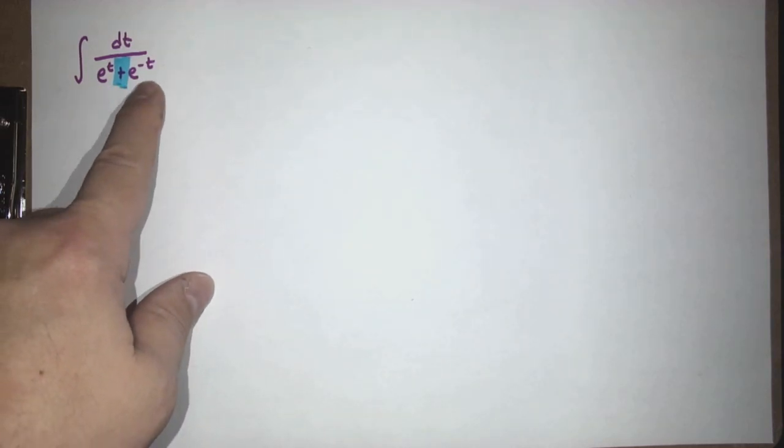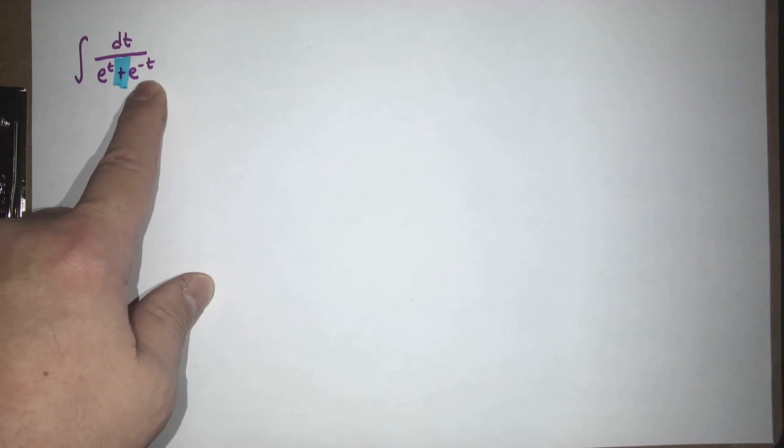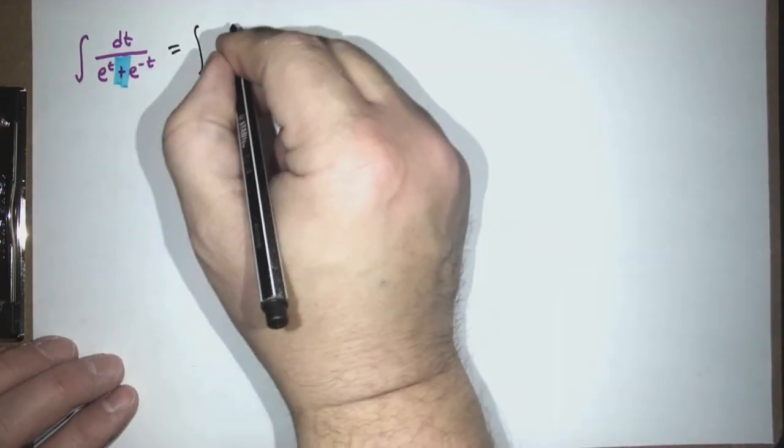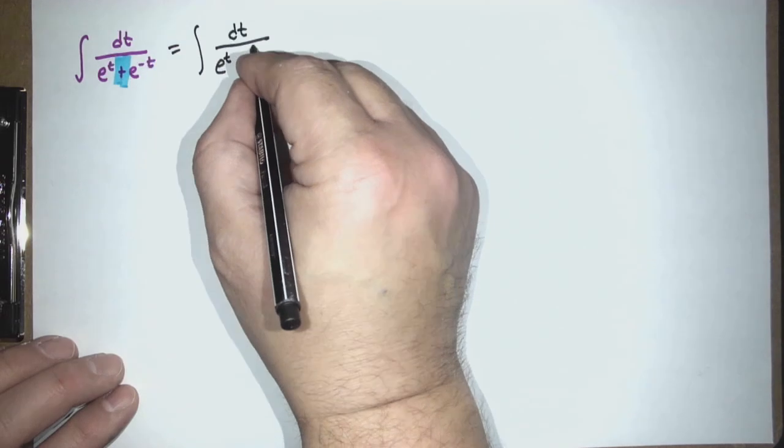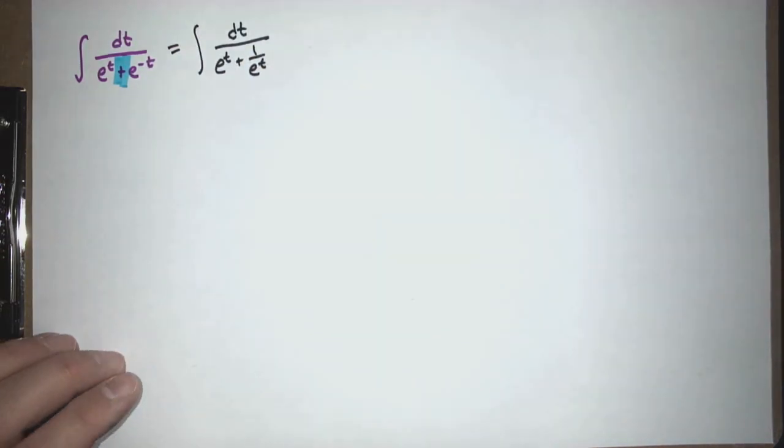If you saw an e to the negative t out in the wild, what does the negative tell you? It's like a fraction. It's downstairs, right? So, like everyone's like, oh, of course. That's another way to write it.